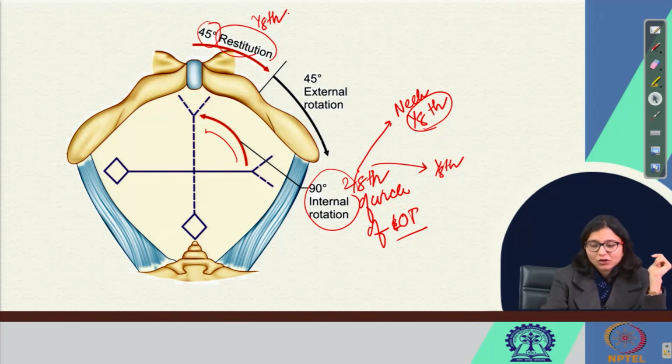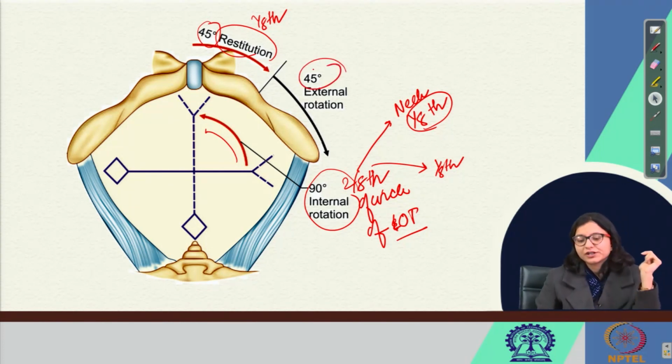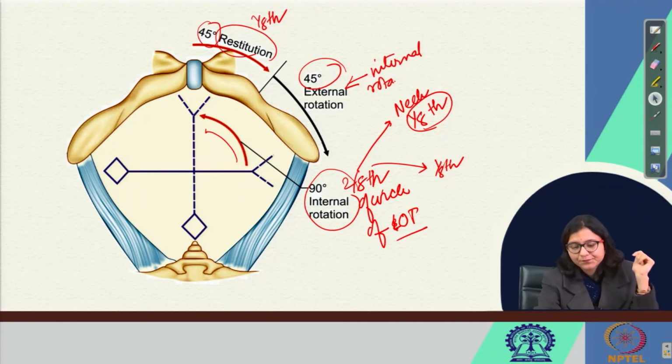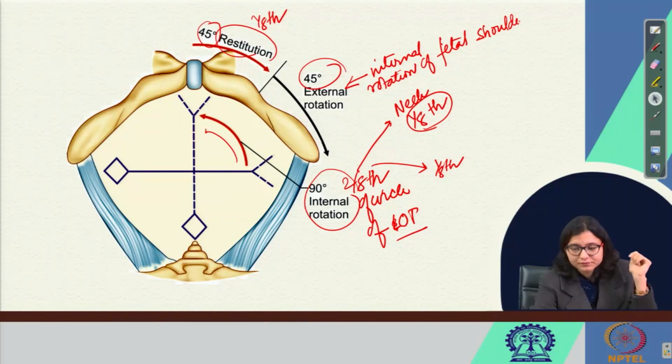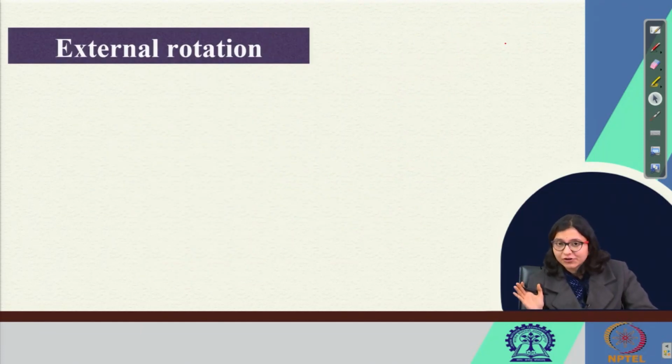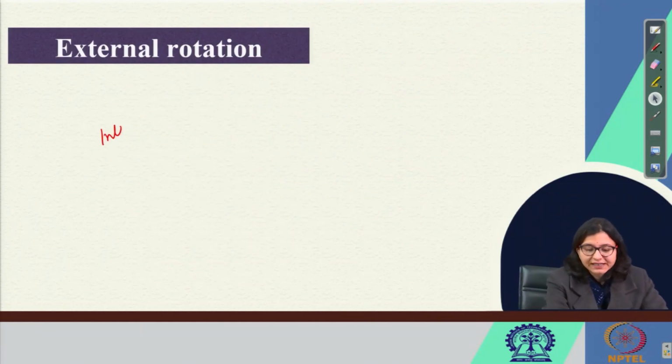And the other, external rotation, this is due to the internal rotation of the shoulders. We will come to this. So, restitution, you have understood, it is due to the untwisting of the neck, the torsion in the neck. Next is external rotation. I have told this is due to the internal rotation of the shoulders.